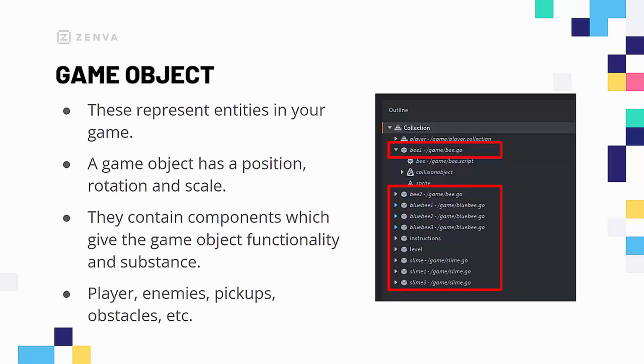Now, when it comes to game objects, you would use these things for your player. You would have a game object for your enemies. You'd have a game object for each of your little pickups. If you maybe have a health pack or a coin pickup, that would be its own game object. Obstacles as well. Now, let's look at components, which are basically what gives essence to our game objects.